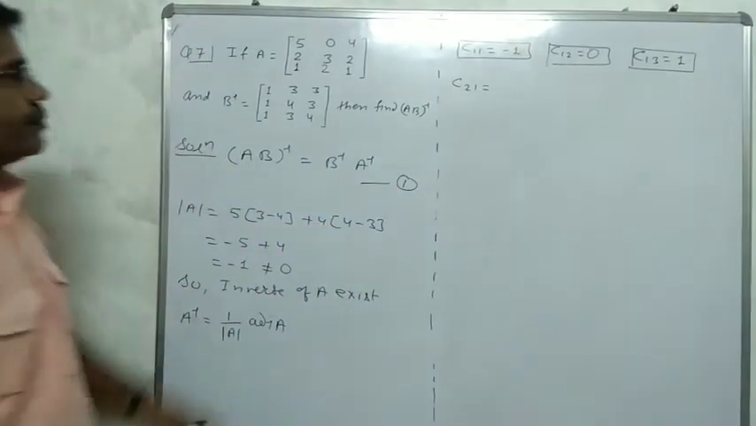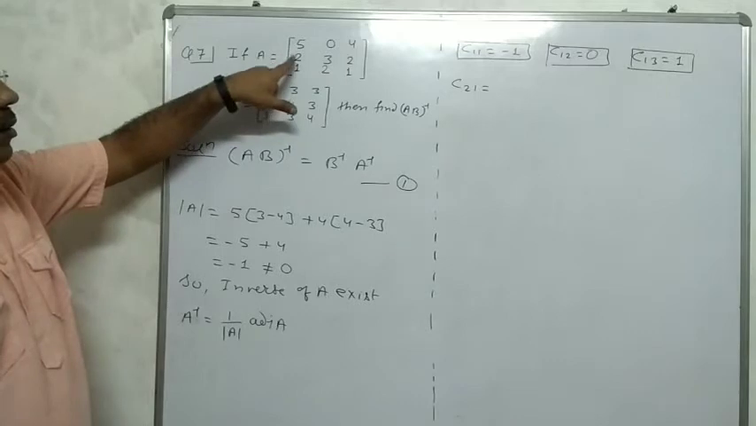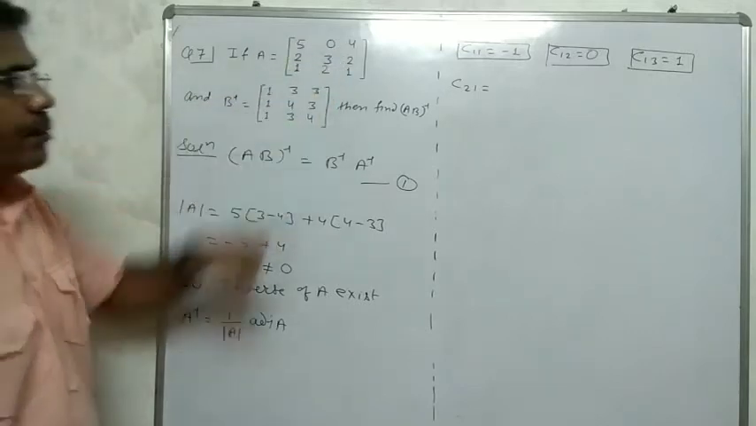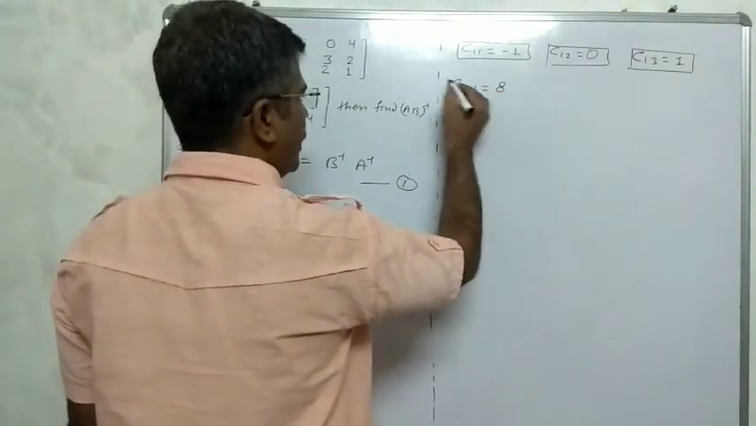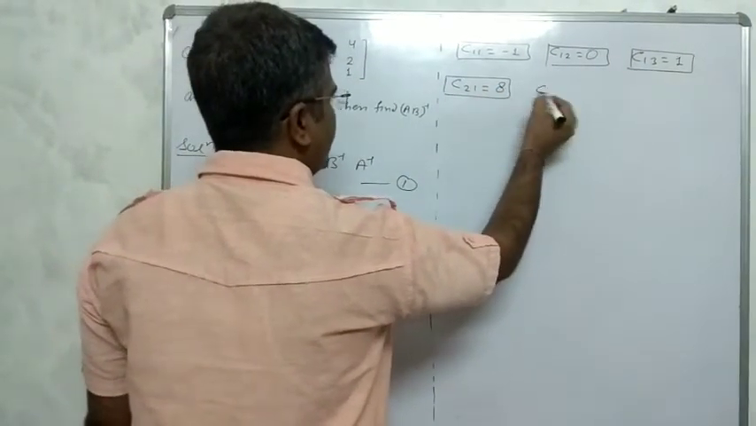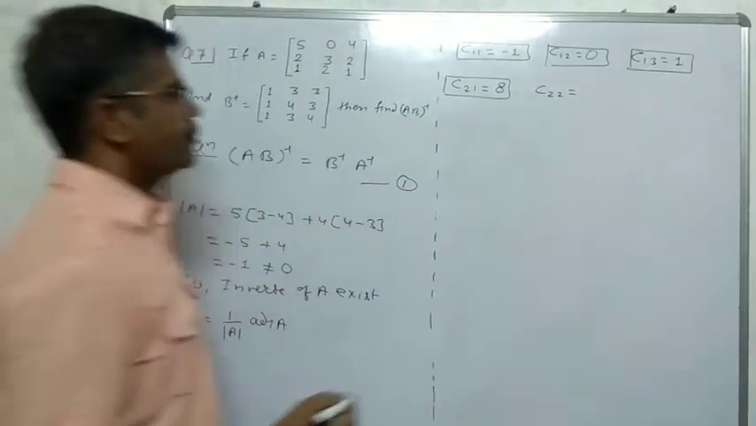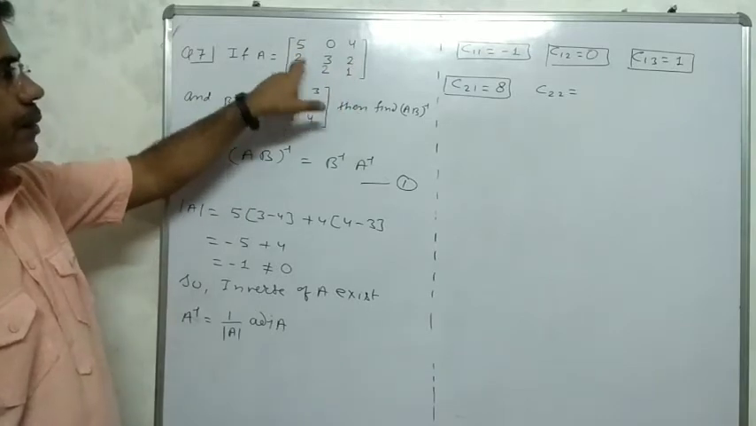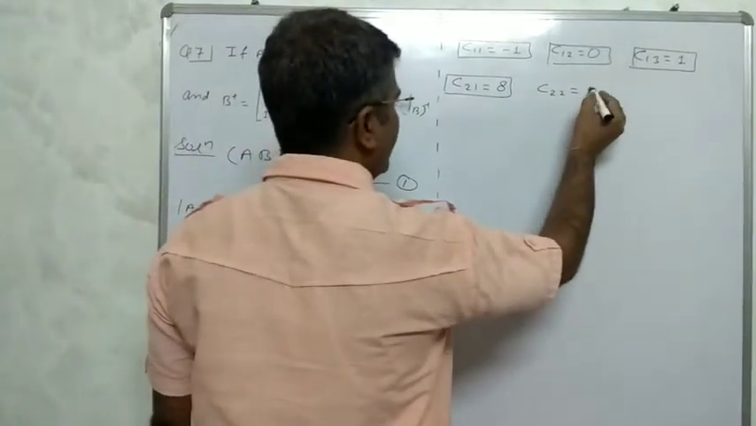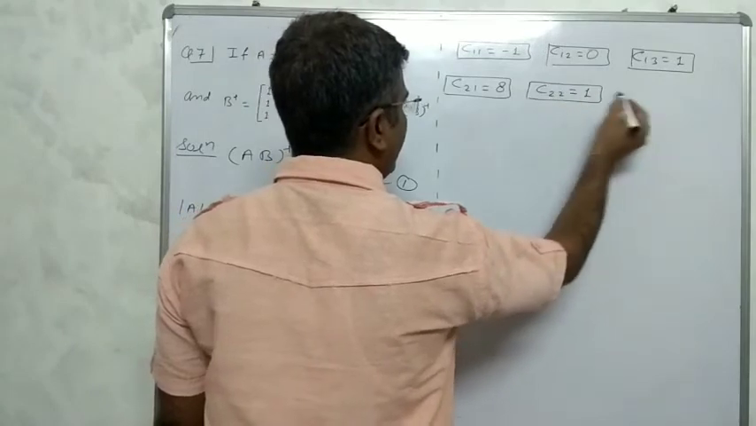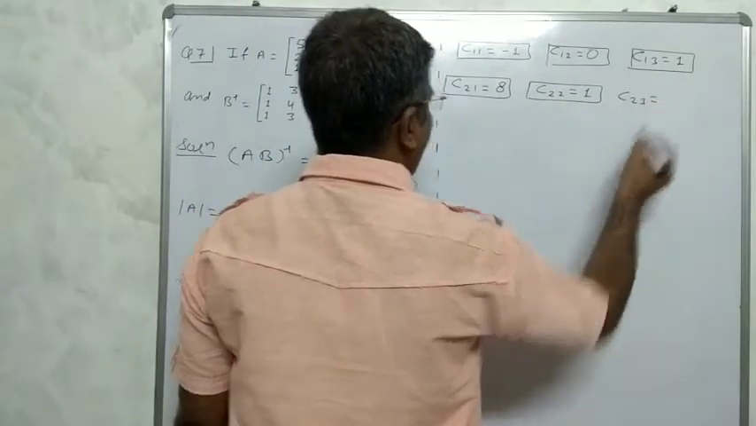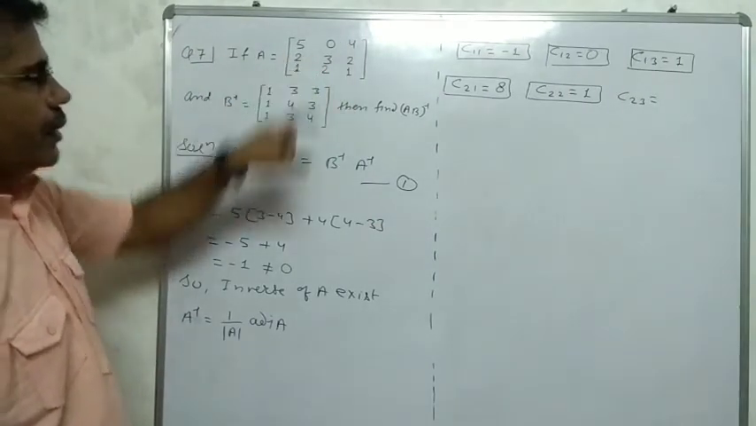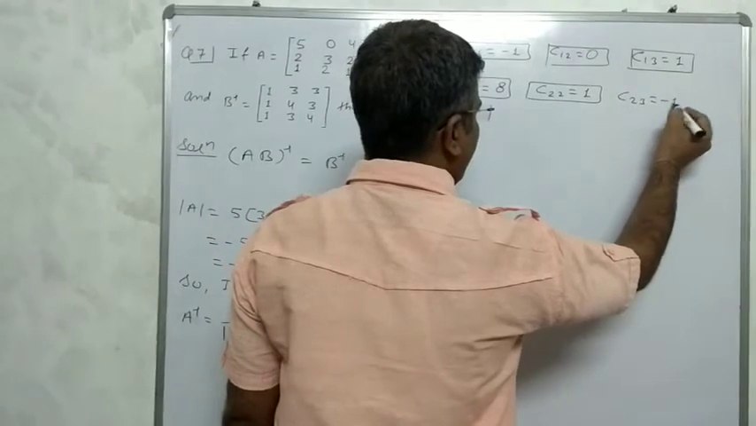C21 is negative. Delete this row and this column: 0 minus 8, minus minus, plus 8. C22 is positive. Delete this column and this row: 5 minus 4, 1. C23 is negative. Delete this column and this row: 10 minus 10, 0.